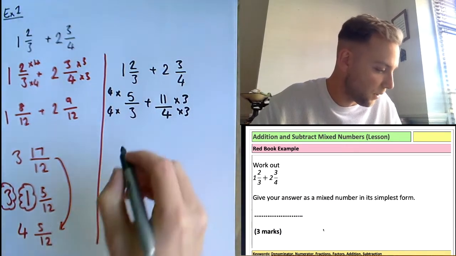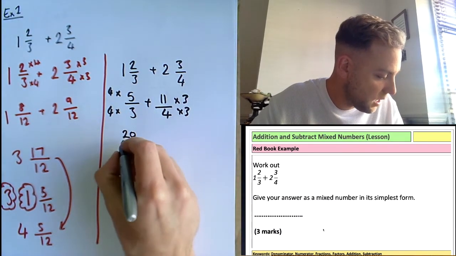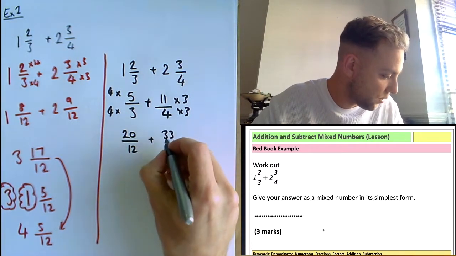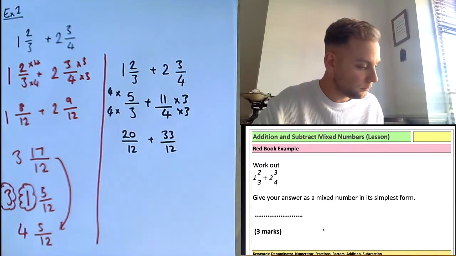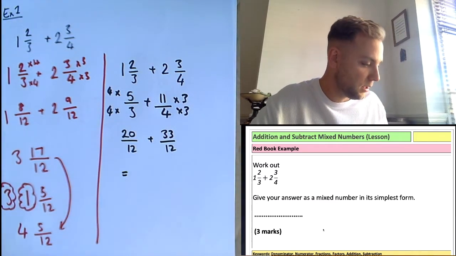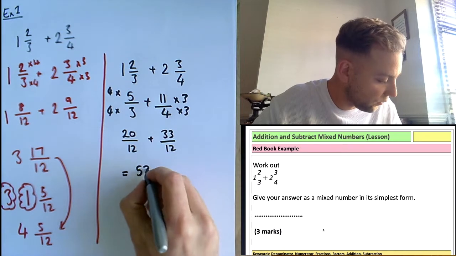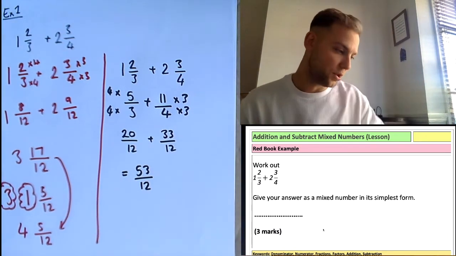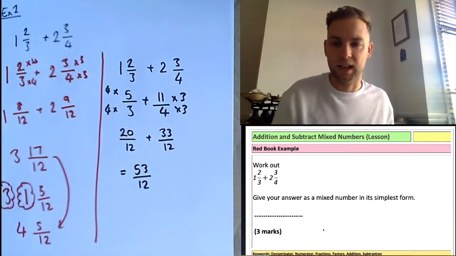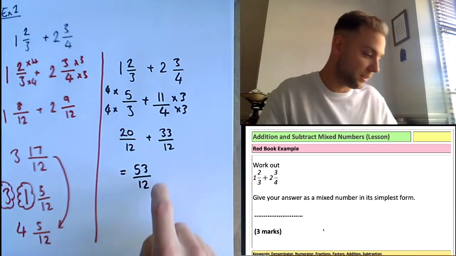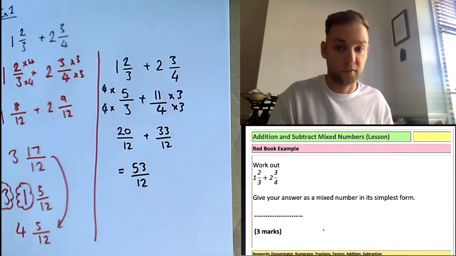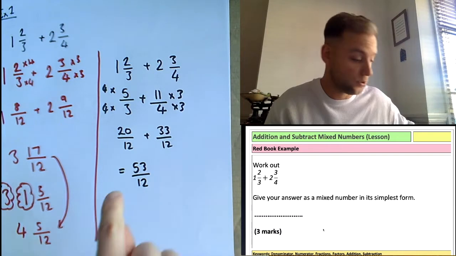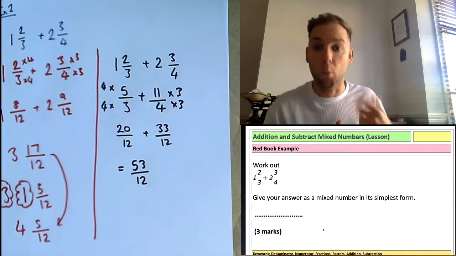So 5 times by 4 is 20 over 12, plus 3 times by that is 33 over 12. We add these together. So 20 plus 33 is 53 over 12. Now, the reason this one's a little bit trickier is because usually we have bigger numbers here, and that's when it gets a little bit trickier. But this is now written as a top-heavy fraction, but again, we need to make sure that we're writing as a mixed number. So how many times does 12 go into 53, and what's left over?